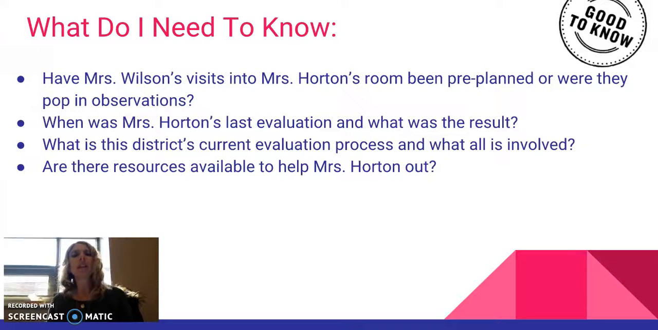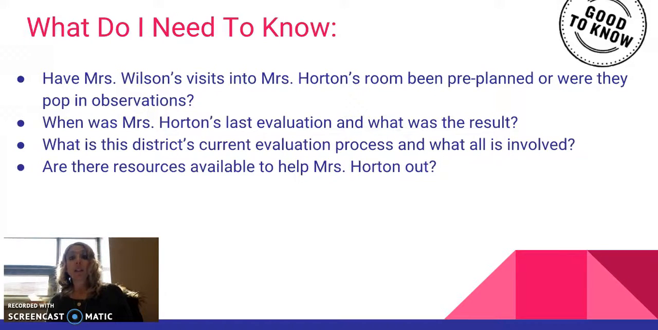I need to know, it stated in the case study that Mrs. Wilson had done some observations and she didn't see anything alarming in them, but were these observations pre-planned or were they pop-in observations? Did Mrs. Horton know that Mrs. Wilson was coming during this amount of time, so was she able to collect herself and put on a good display for her? I also need to know, when was Mrs. Horton's last evaluation and what was the result? Were there areas of concern in it, or was she marked proficient in those areas? But then again, how long ago was that evaluation done?